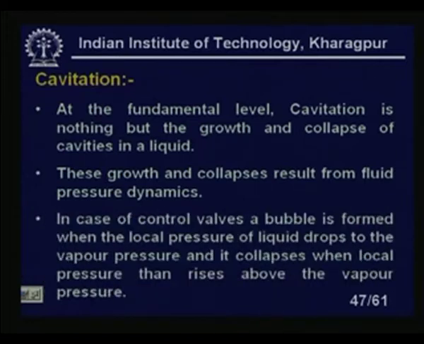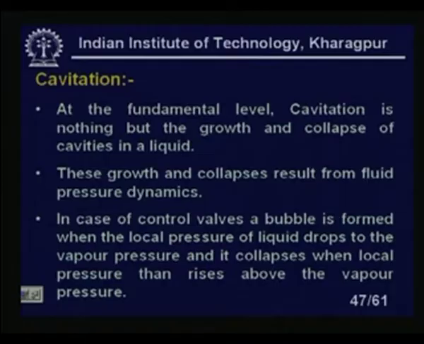Okay. In case of control valves, a bubble is formed when the local pressure of the liquid drops to the vapor pressure. When will the bubble be formed? When the local pressure of the liquid drops to the vapor pressure, because at the outlet of the valve, or just when it crosses the seat of the valve, the pressure will drop there.